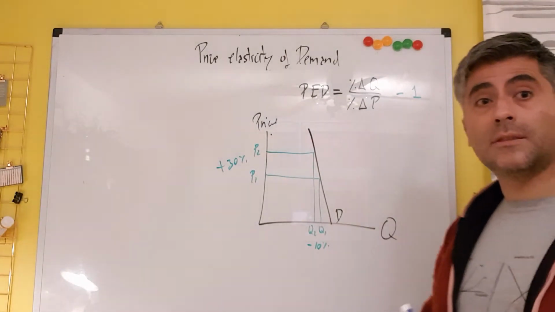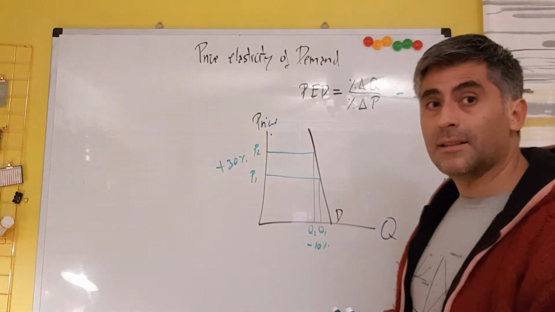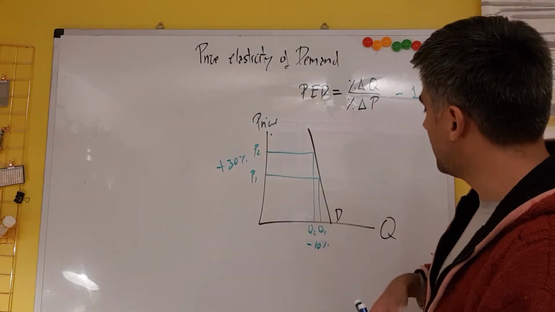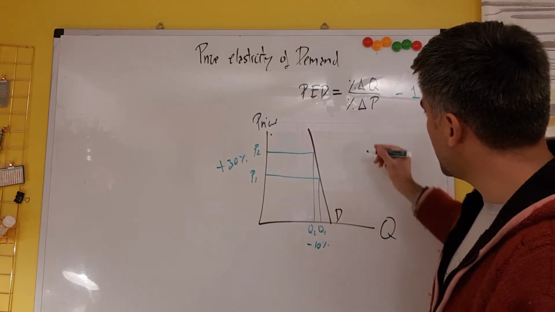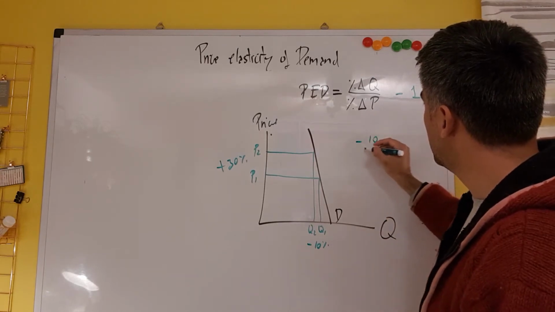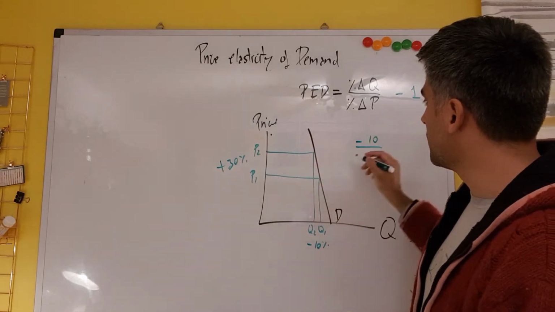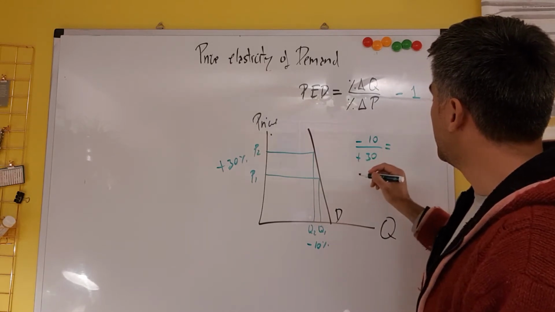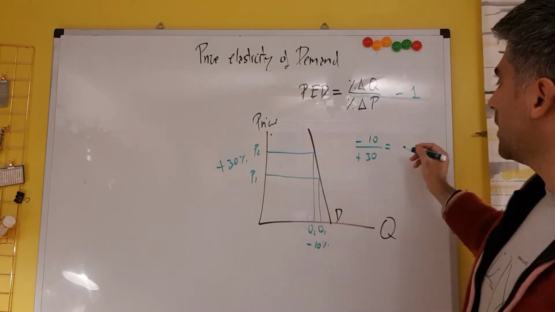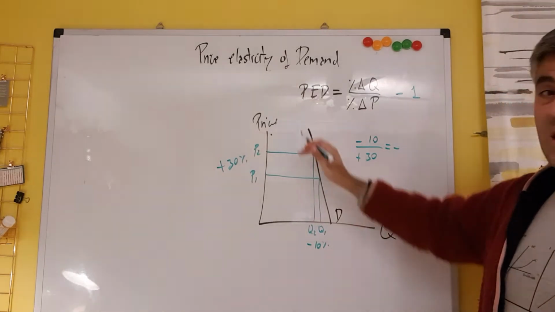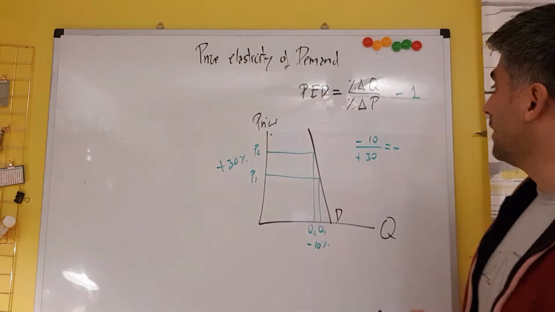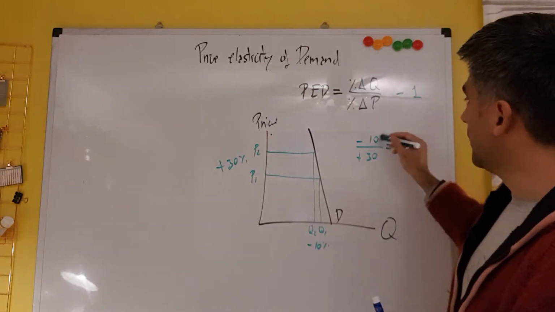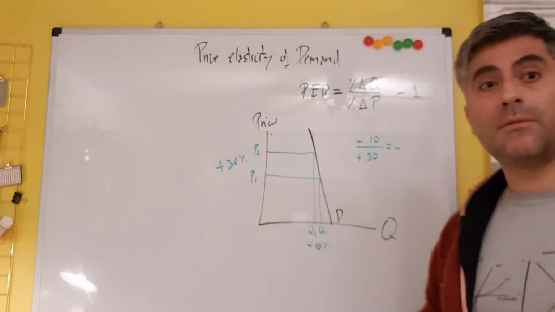And we can put that into our equation and find the result. So the equation says percentage change in quantity minus 10, divided by percentage change in price plus 30. And again, minus divided by plus, the minus tells us it is downward sloping. Then we divide 10 by 30. Take away the zeros: 1 divided by 3.